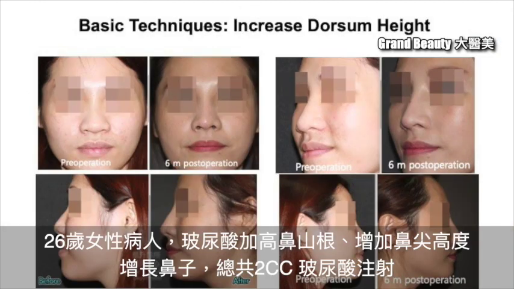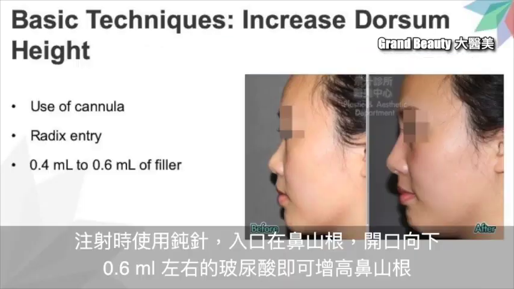This 26-year-old female underwent hyaluronic acid injection to increase the height of the nasal dorsum, tip projection, and for lengthening the nose. A total of 2 cc hyaluronic acid was placed at the dorsum, nasal tip, columella, and the posterior nasal spine. She was very happy with the result at 6 months after the operation.